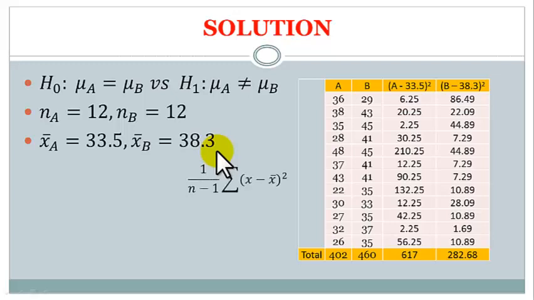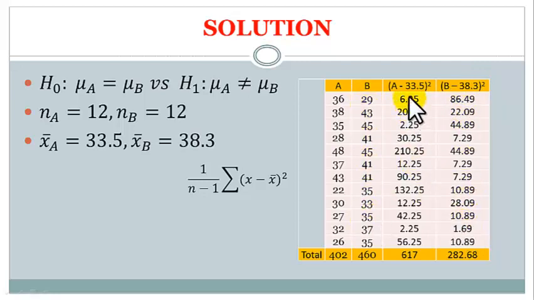We calculate the sample variance using the formula 1 all over n minus 1 times the sum of x minus x bar squared. Here is the column for x minus x bar all squared. That is, you subtract the mean of A from each value here and square. That will give you this column. For B, you subtract the mean, which is 38.3, from the values here and square. That will give you this column.